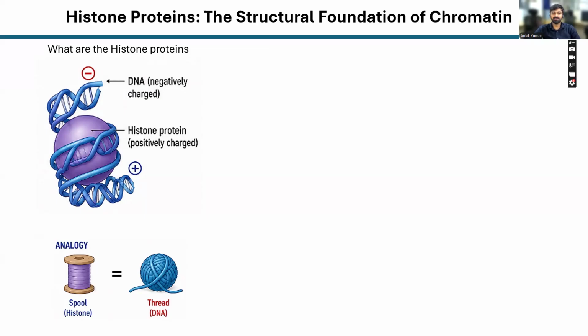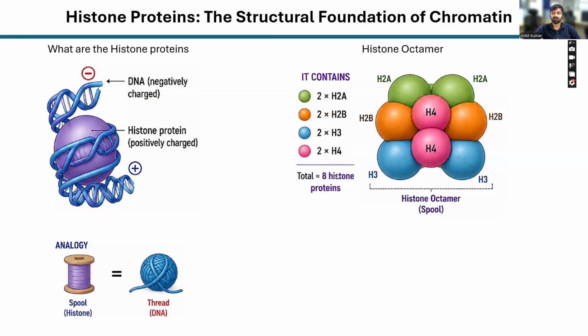So that requires eight histone proteins that will assemble together, and this structure is called the histone octamer. Naturally, you can see the size of the histone will be large because eight histone proteins are getting assembled together, with different names: two units of H2A, two of H2B, two of H3 and two of H4. So a total of eight histone proteins will assemble together, and that is called the histone octamer.